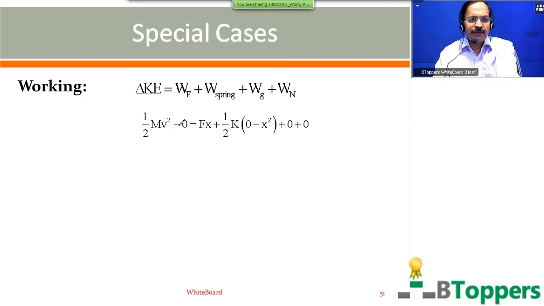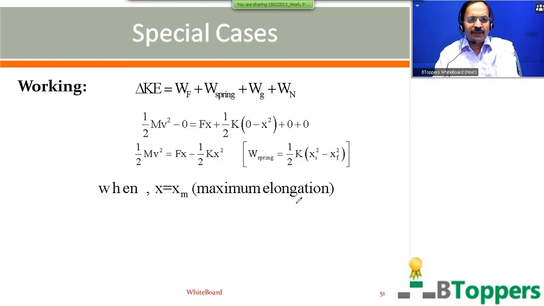Delta K you can write as final kinetic energy minus initial kinetic energy. Final kinetic energy is half mv square. Initial kinetic energy is 0. Work done by a constant force when the block moves by distance x from the initial position is F into x. Work done by elastic force by spring is equal to half k into (xi square minus xf square). xi is equal to 0, xf equal to x. WG is 0, WN is 0, I've explained. So half mv square equals Fx minus half kx square. That means for W spring I have used this formula, half k into (xi square minus xf square), and we have taken xi equal to 0, xf equal to x here.